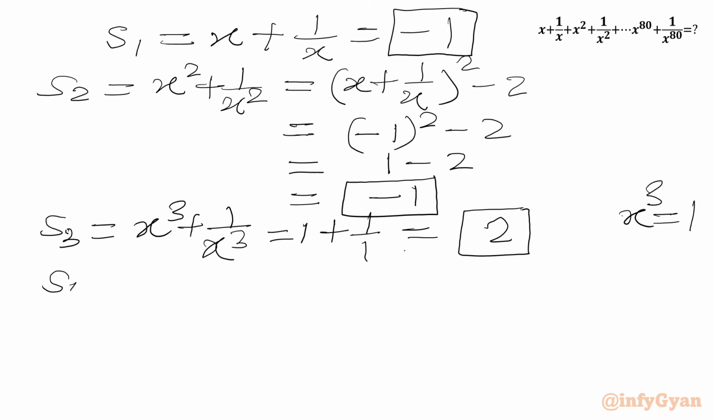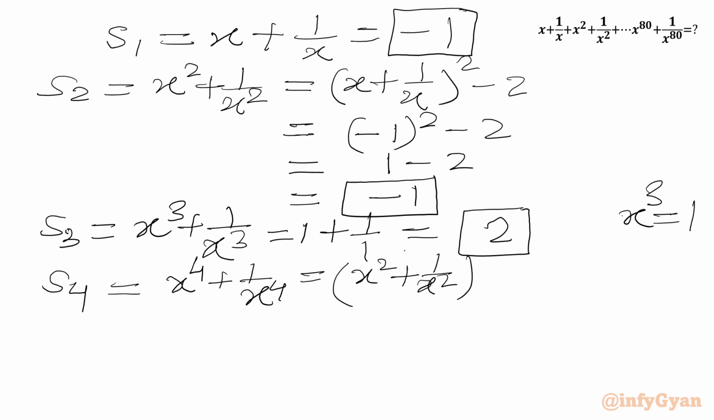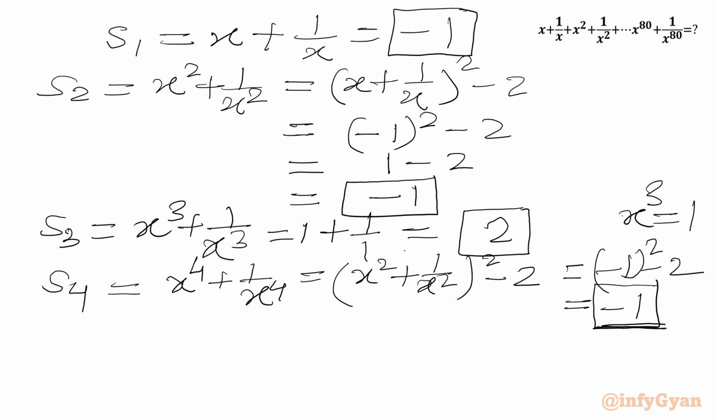Now we will calculate S4. S4 will be equal to x power 4 plus 1 over x power 4. We'll use the algebraic formula and write x square plus 1 over x square whole square minus 2. Now this is S2 whole square, so we can write minus 1 whole square minus 2, which is 1 minus 2. I am writing minus 1. Now you can see S4 is the same as S1.